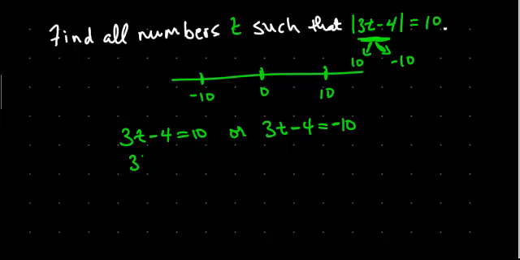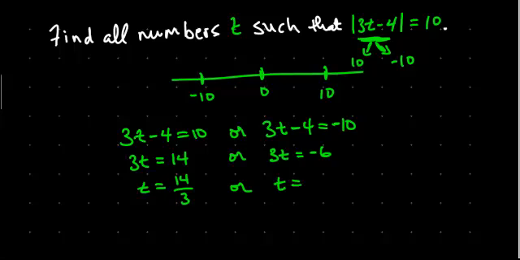So here we get 3t equals, add 4 to both sides, and I get 14, or 3t equals, add 4 to both sides, and what do we get? Negative 6. So we divide both sides by 3, and we get t equals 14 thirds. Or, here, divide both sides by 3, t equals negative 2. Okay? So that's when the absolute value equals a number.